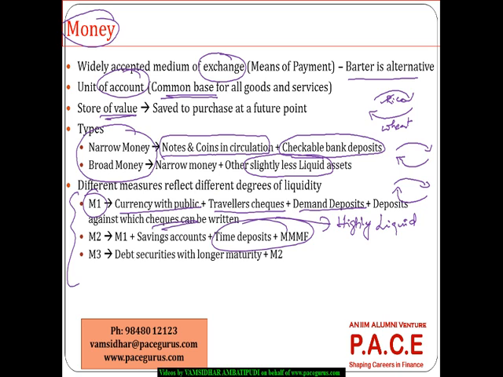And in the broader, things keep going slightly further. There are savings accounts, time deposits, money market mutual funds, debts with longer maturity, because here it may be a maturity of 3 months or lesser, whereas here we can talk about 2 years. So as the maturity period keeps going up, and the difficulty in converting it into cash keeps going up, we see that the money categorization also differs. But on a broader scale, we can visualize money as either a narrow one or a broad one.